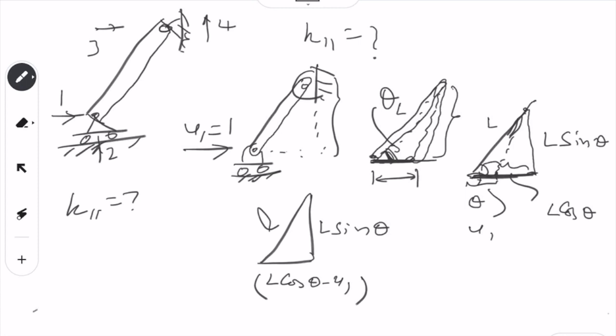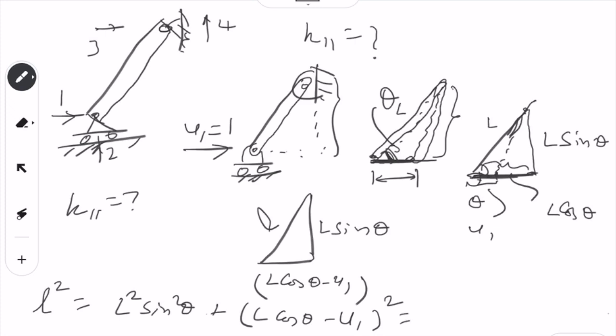So this new L square will be equal to L square sin square theta plus (L cos theta minus u1) square, and what we get is equal to L square, because we will get L square sin square theta here, then L square cos square theta, okay, and then you get minus 2 u1 L cos theta plus u1 square, okay.